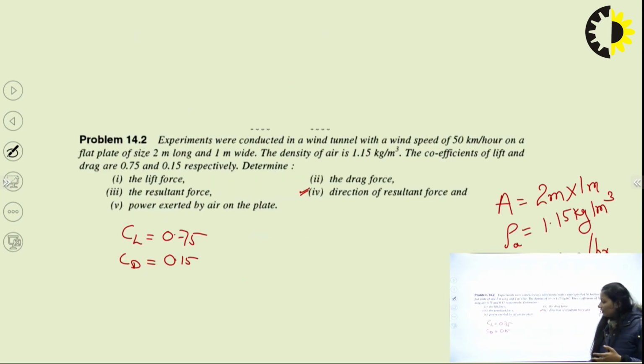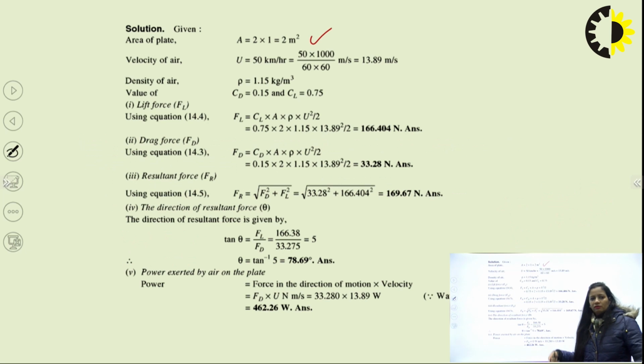Let's go to the question again. This is a situation when the experiments are conducted in a wind tunnel, a simple experiment where all the other parameters are given. So whenever this kind of question comes, do not get confused. This is a simple situation, but other parameters are also given. So the velocity of air is 50 kilometer per hour. You can convert it to meter per second and you will get 13.89.